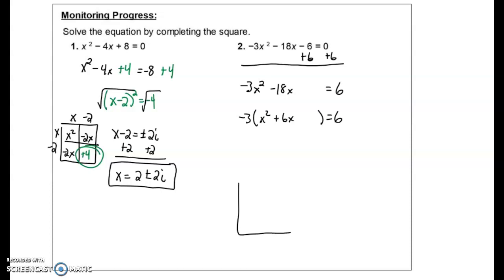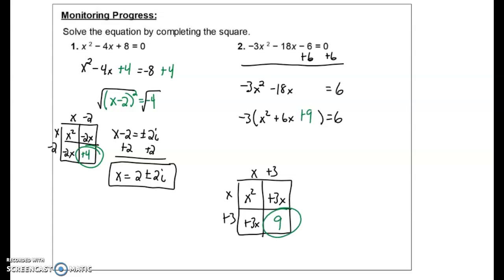Okay, so we're going to find the number that completes the square of x squared plus 6x. So we're going to break that into x squared and plus 3x and plus 3x. So that's going to be x plus 3 and x plus 3. So the number that completes that square is 9. So we're going to put a 9 here.